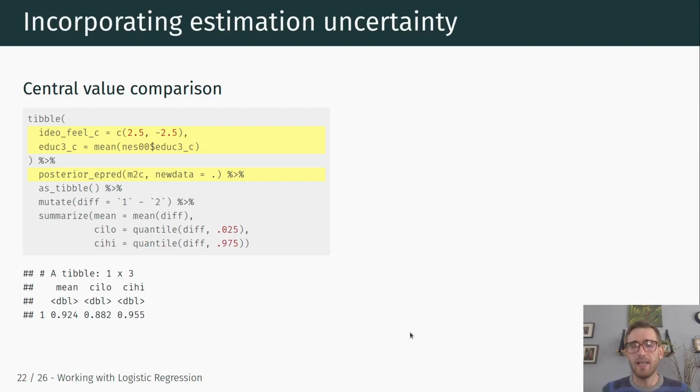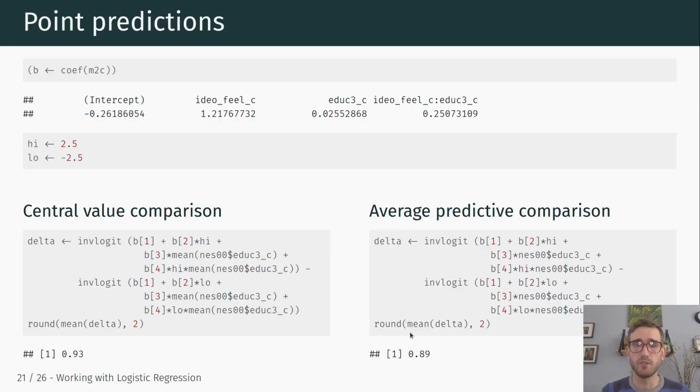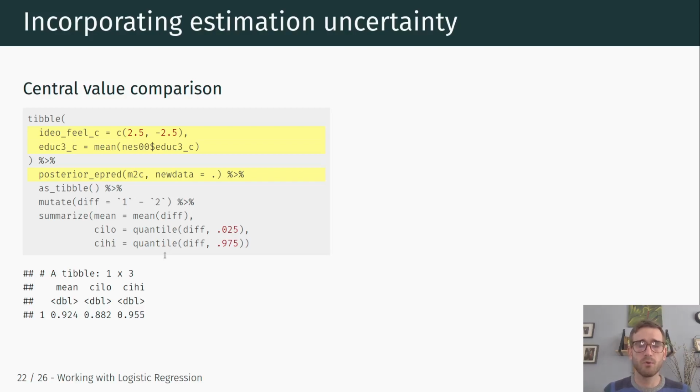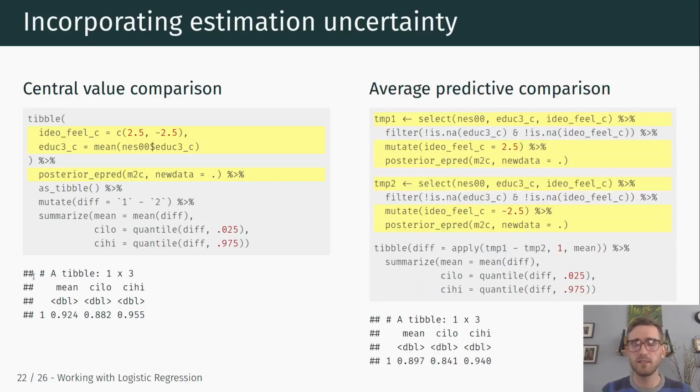Lastly, we want to, of course, incorporate estimation uncertainty when computing those predictions. So in the code that I showed you here, we're just using our point estimates based on our coefficients. But of course, we can use the functions that we discussed in the previous video, posterior EPRED, or the draws from our posterior distribution, to take into account estimation uncertainty when we make these comparisons. And so here are the two examples to make both the central value comparison and the average predictive comparisons, now taking into account estimation uncertainty.